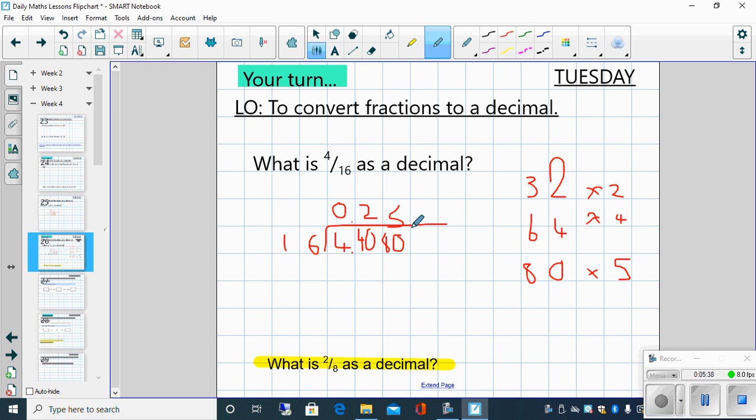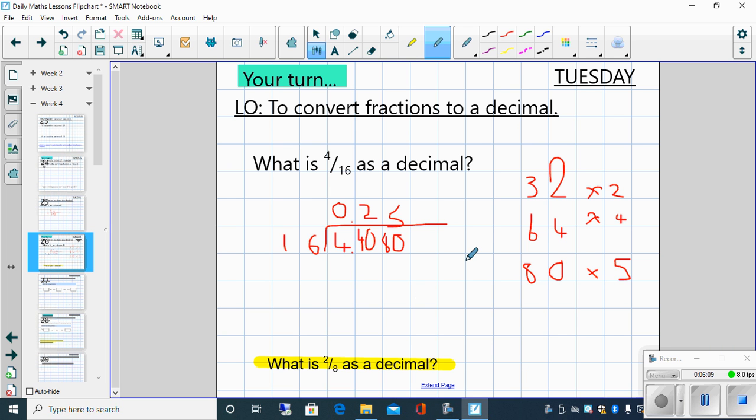So my answer here would be that 4/16 as a decimal is 0.25. What is 0.25 as a fraction? Well, that would be 4/16. Here's your question in your arithmetic starter for this morning. What is 2/8 as a decimal? Use the video to support you and have a go at answering that along with the other arithmetic questions before moving on to the main body of learning.